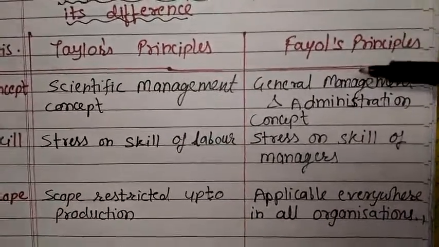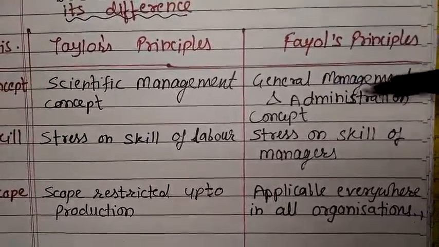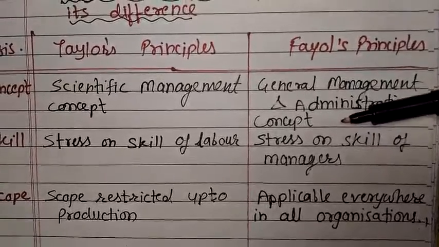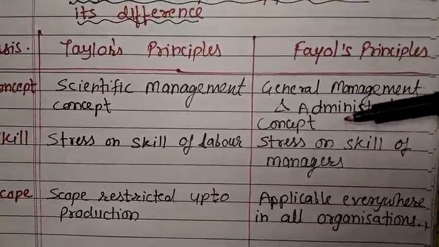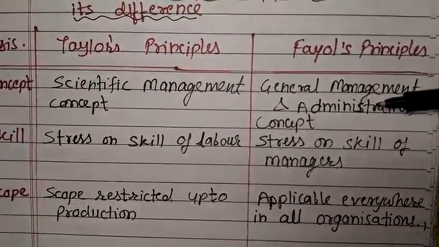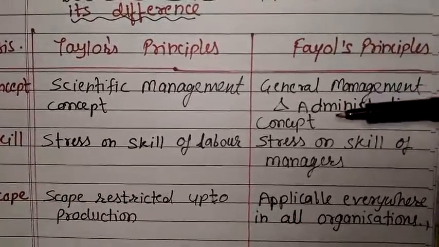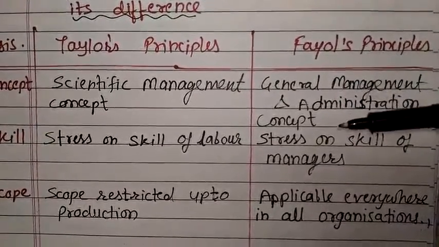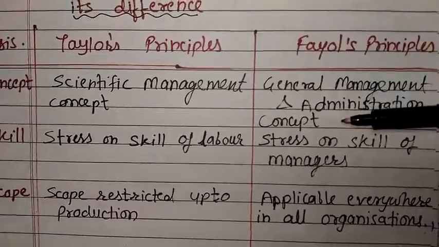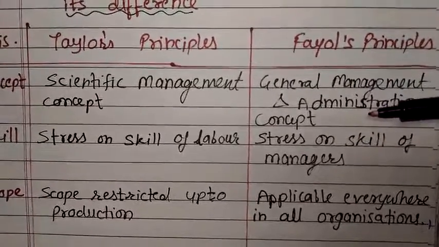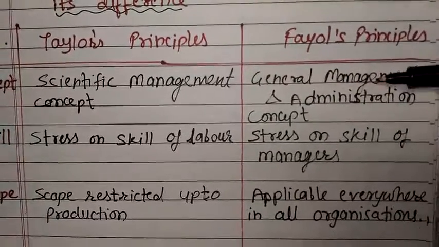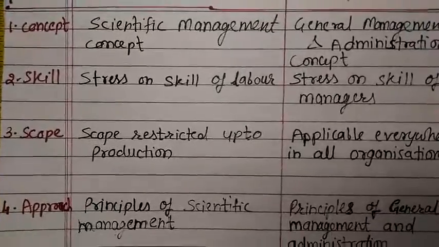But in Fayol's principles, there is the general management and administration concept. In this concept, generally applicable principles are given which are applicable in the normal work of the management field. They are general rules or general principles of management, or principles related to administrative work, meaning the ruling authority has to follow this type of principles, or simple managerial work can be done easily with the help of these principles.